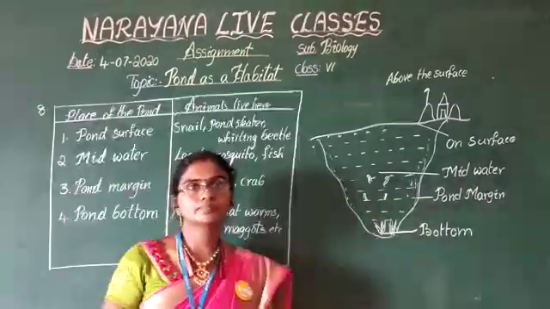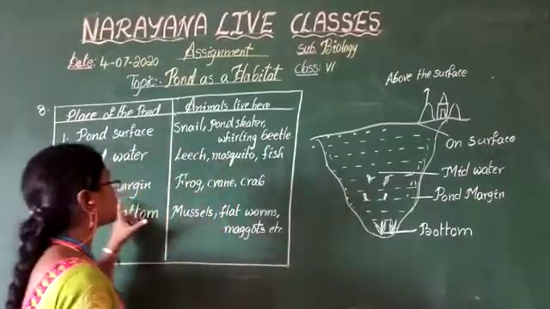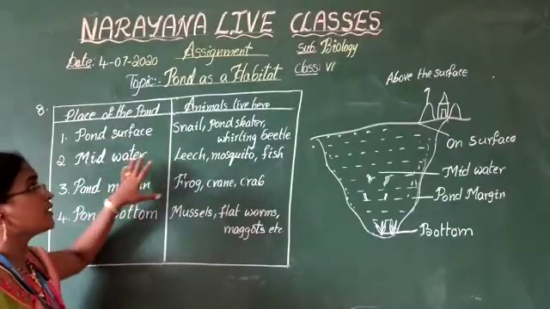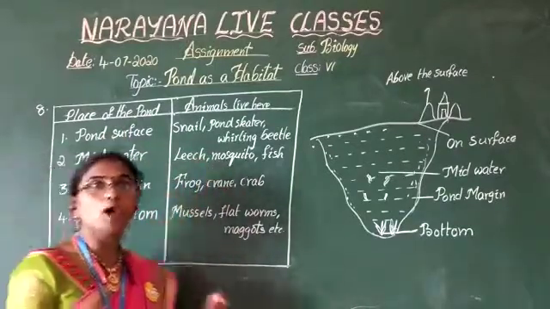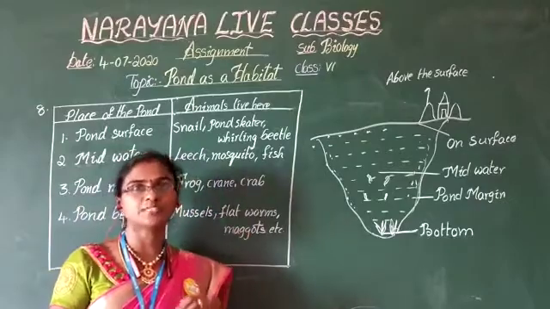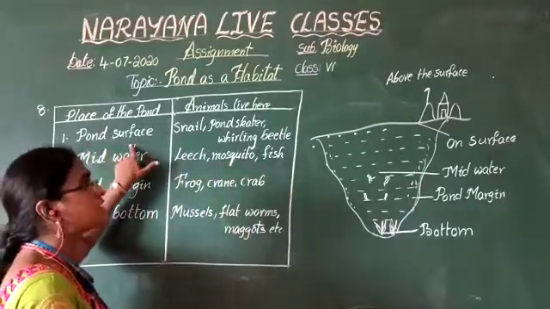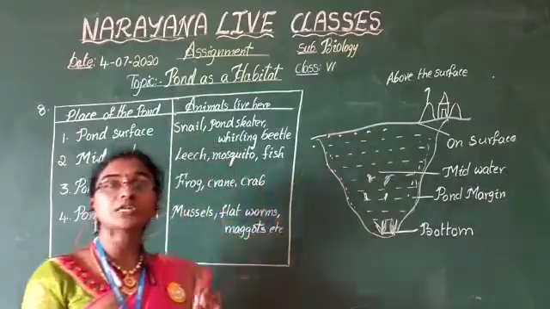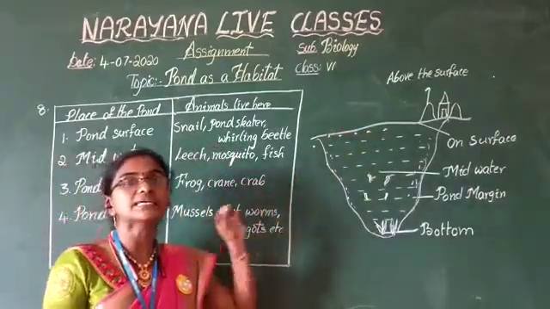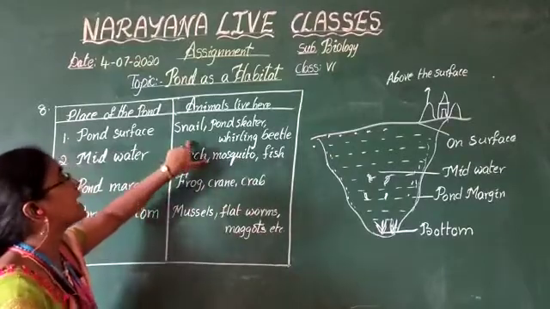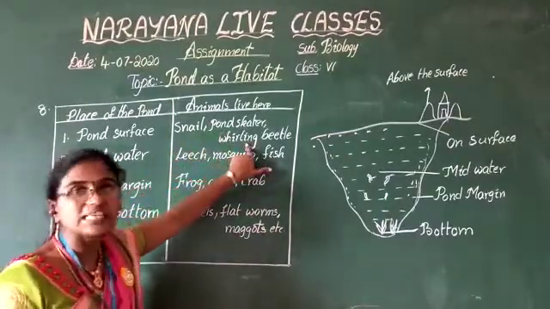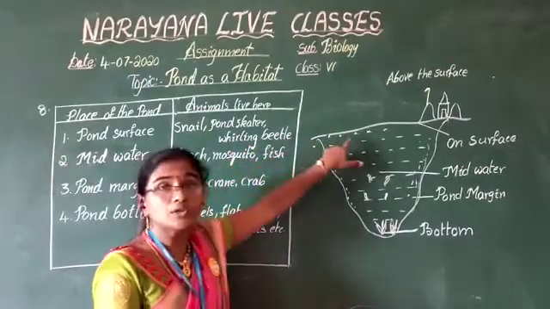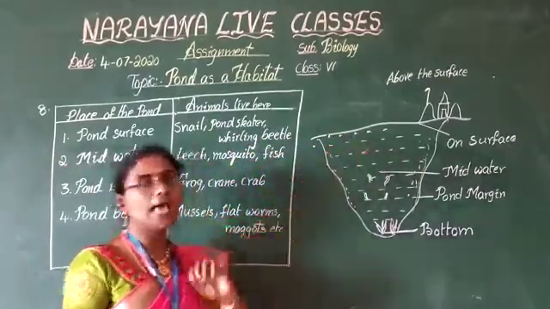Next, the 8th question. They have given one table asking us to write in which region of the pond which organisms we observe. The first one, pond surface. Which organisms live near this pond surface? Snail, pond skater, whirligig beetle. So these organisms can use the pond surface as a habitat.